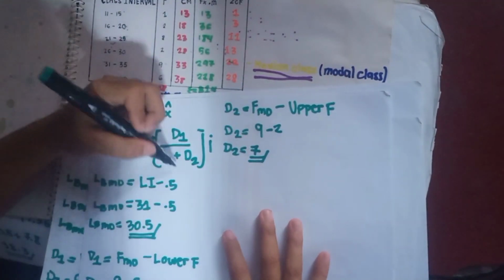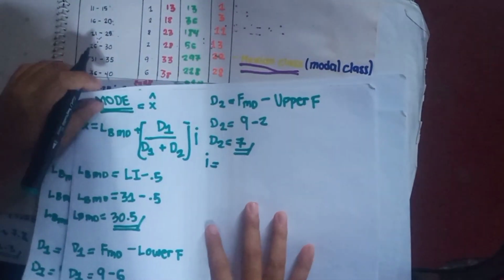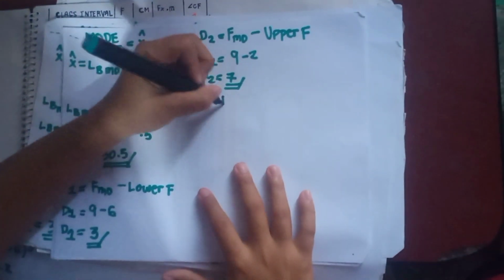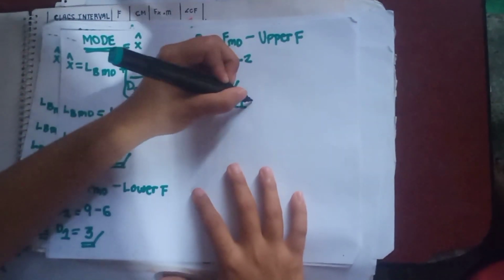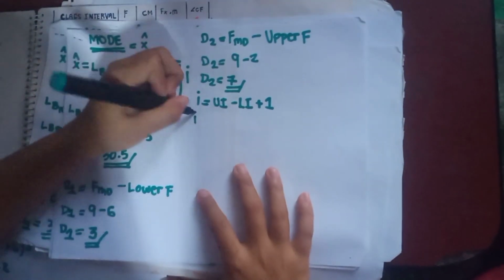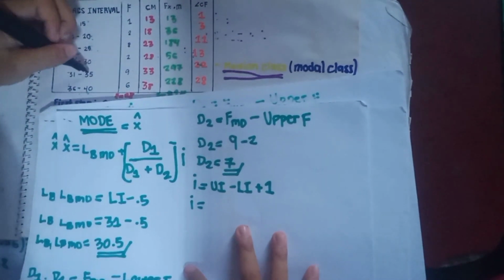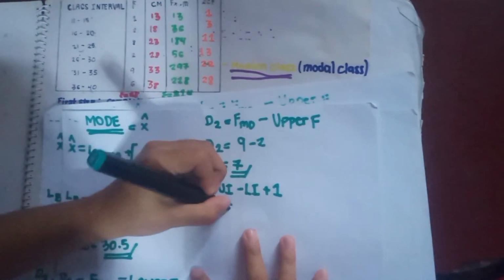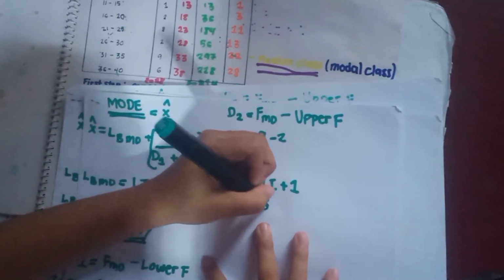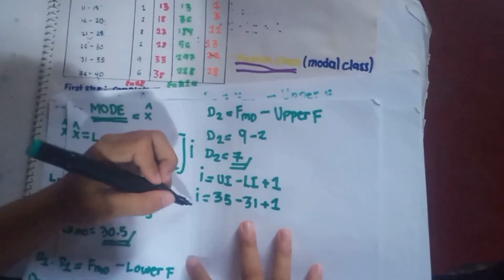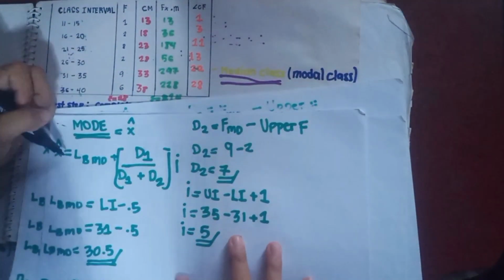So the last thing that we have to do is to get the value of I. So we can solve I by just using this formula, upper interval minus the lower interval plus 1. So our upper interval here is 35. So 35 minus the lower interval, which is 31, plus 1. So therefore I will be equal to 5.